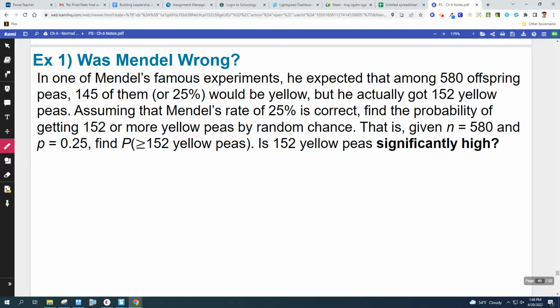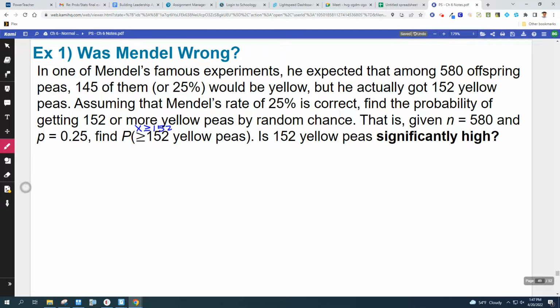Example 1. In one of Mendel's famous experiments, he expected that among 580 offspring peas, 145 of them, or 25%, would be yellow, but he actually got 152 yellow peas. Assuming that Mendel's rate of 25% is correct, find the probability of getting 152 or more yellow peas by random chance. That is, given n equal 580 and p equal 0.25, find P of x greater than or equal to 152 yellow peas. Kind of wish it was written like this, but it says the same thing anyway. Then at the end it says, is this number significantly high?